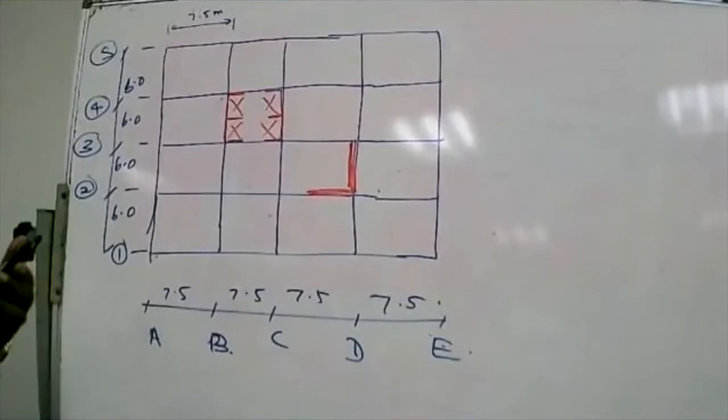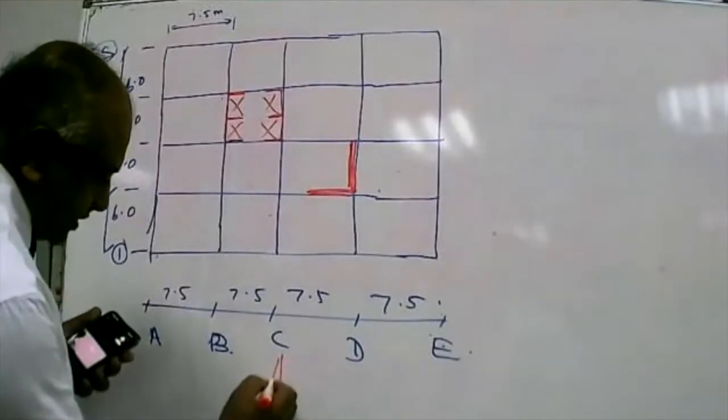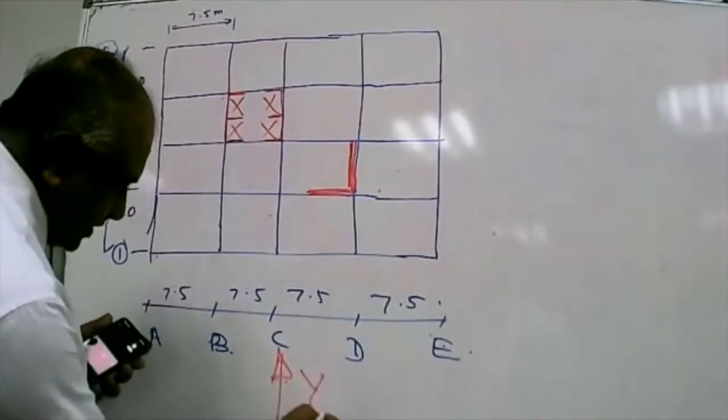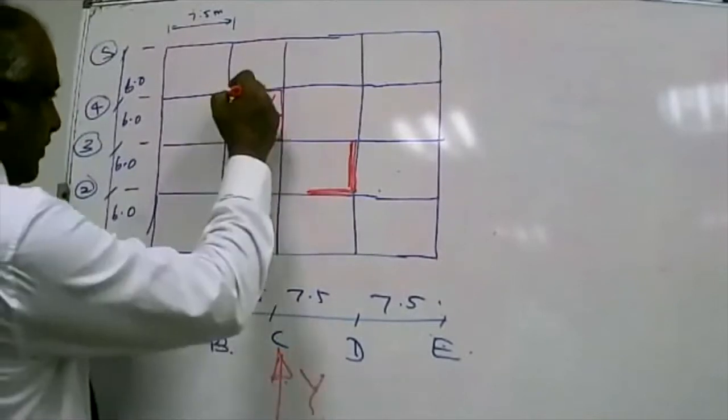Now, if it is a 10-story building, the first thing we have to see is whether the building can twist. Whether the building can twist. So if you take wind in this direction, that is Y direction, we have this wall.